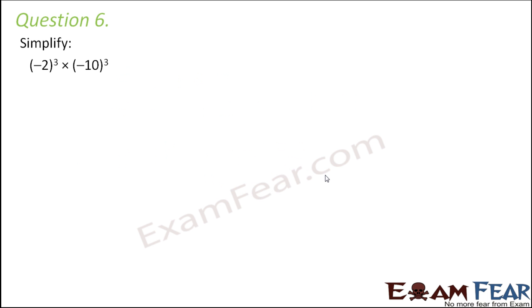Question number 6. Simplify minus 2 to the power 3 multiplied by minus 10 to the power 3. So minus 2 to the power 3, that means minus 2 into minus 2 into minus 2. Now whenever you find the product of negative numbers, one simple tip that you remember is, first you find the product irrespective of the negative sign. So in this case 2 2s are 4, 2 4s are 8. So the product is 8 in this case.